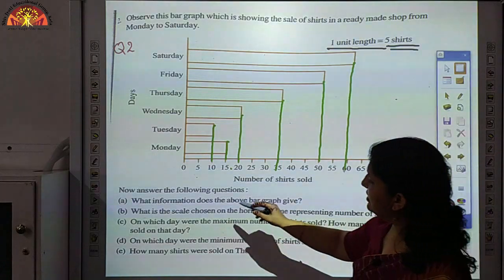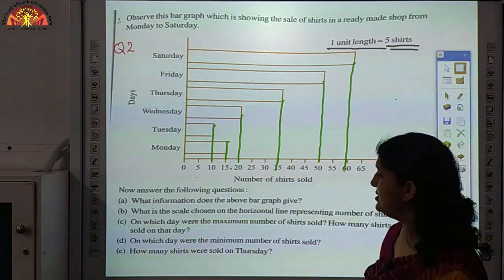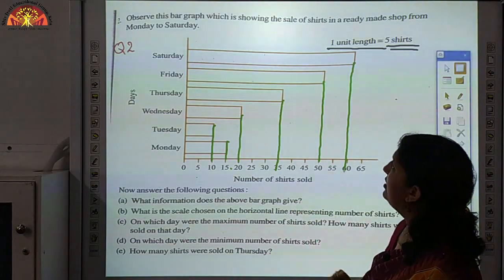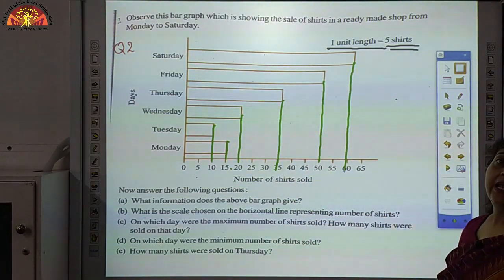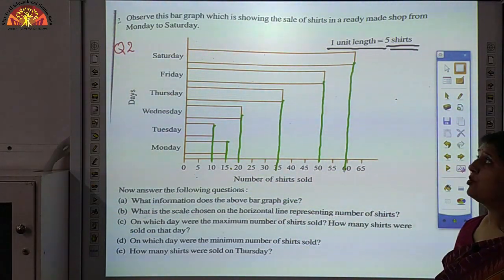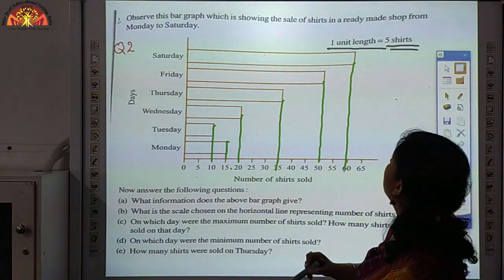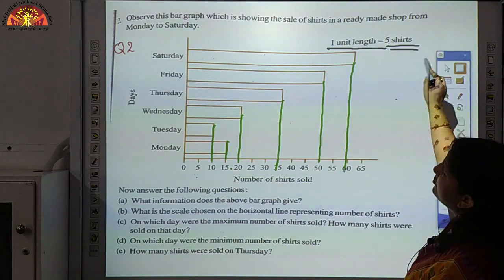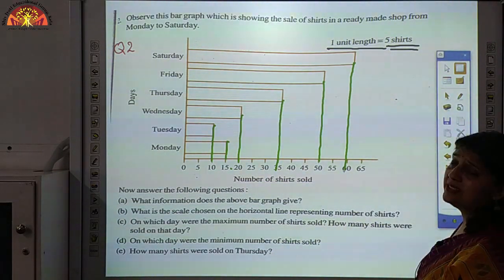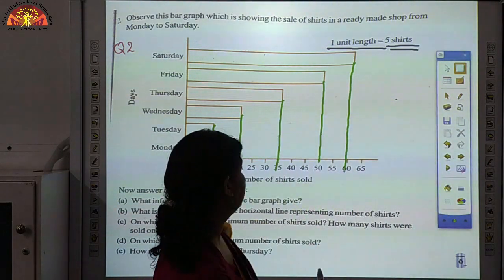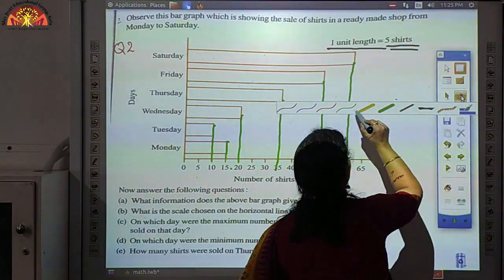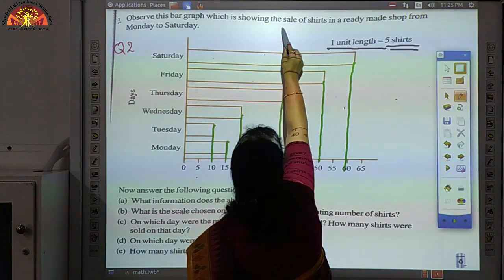Now give the answer of the following questions. What information does the above bar graph give? ये जो बार ग्राफ है ये किसके बारे में इंफॉर्मेशन हमें प्रोवाइड कर रहा है? तो शर्ट्स, sale of shirts in a ready-made shop from Monday to Saturday. So you write your answer here, sale of shirt. So you write this answer.